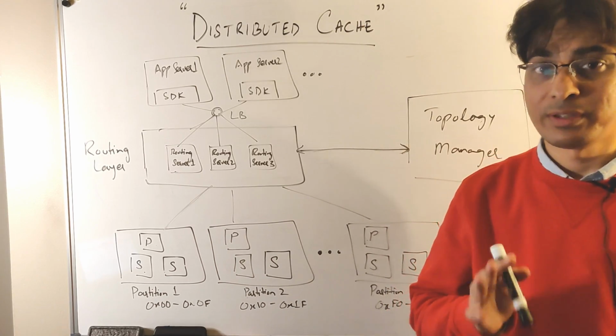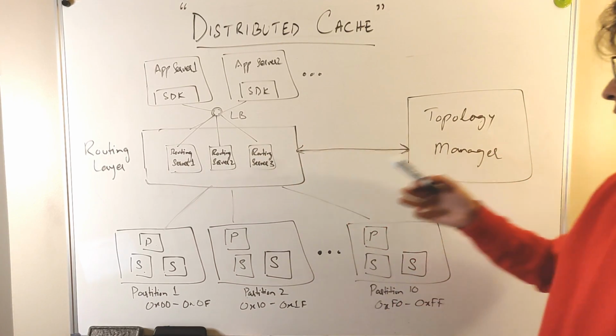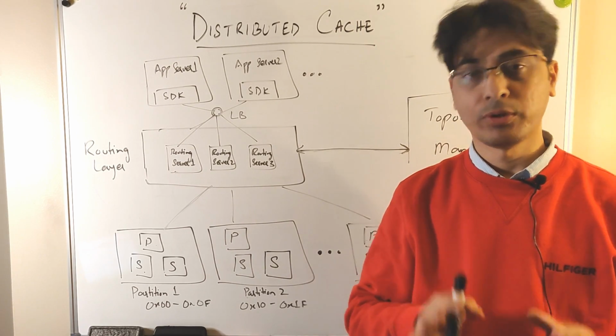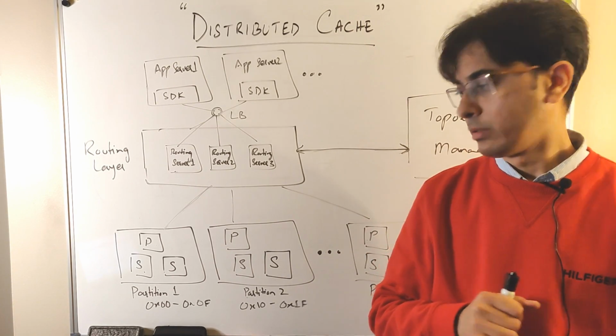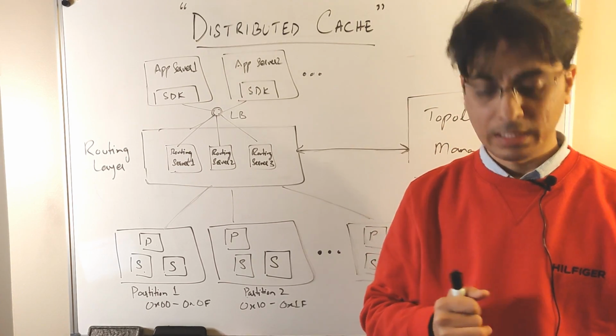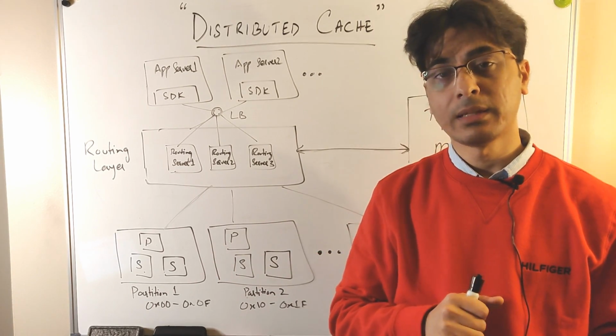This is the overall design of distributed cache. We have the routing layer, we have the topology manager, and we have different partitions. So I'm going to stop the video here. This topic of partitions and replicas is so big that I can make several videos on it. There are other things which I haven't discussed.